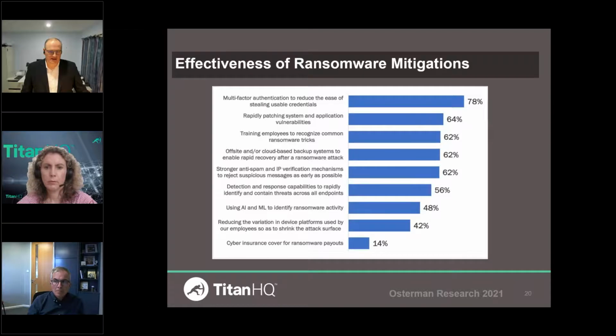We also asked about the effectiveness of ransomware mitigations, as we had with phishing. Multi-factor authentication to reduce the ease of stealing usable credentials also came out in first place, with 78% of respondents saying that this was a highly effective strategy for them. Rapidly patching system and application vulnerabilities was in second place, with 64% of respondents.